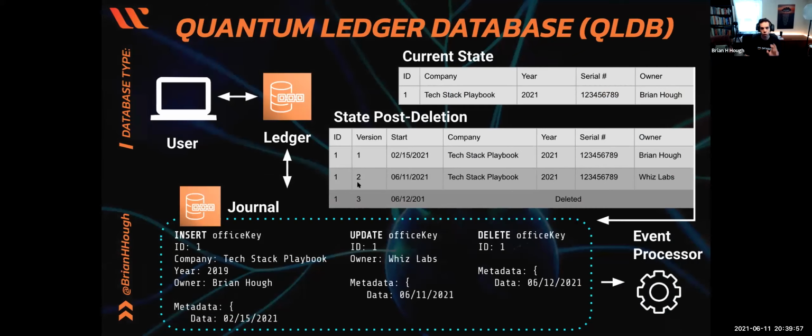Let's say that you have a journal, you want to have a current state. And let's say that we have the tech stack playbook and we have an office key. Let's say that I wanted to give this key to Whizlabs. I could update this. Let's say I wanted to give it today because they're coming into the virtual office. I'm going to give them the key and then they're going to have an updated ledger where this is true. But let's say tomorrow, I don't need them to have access to the virtual office key, so I could delete that record. So you'd be able to create this immutable record that can't be changed and can't be modified.